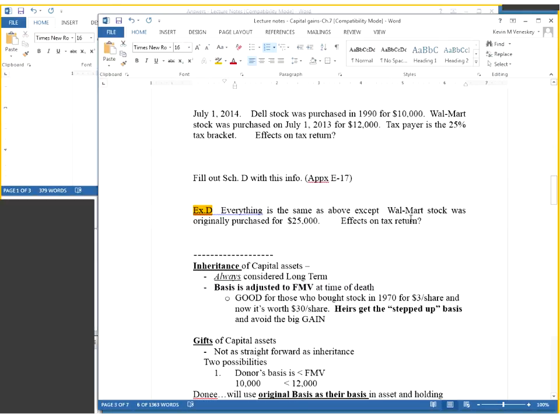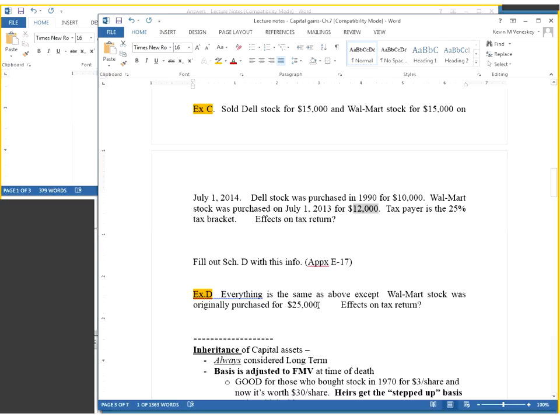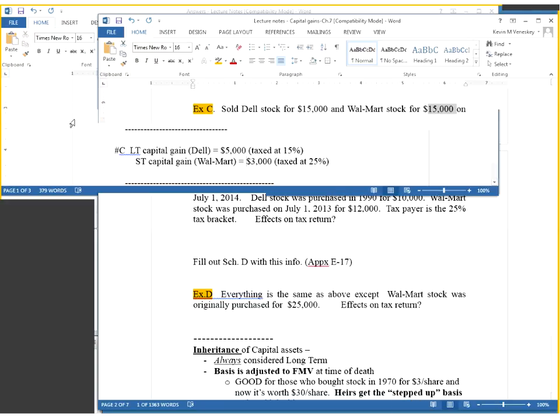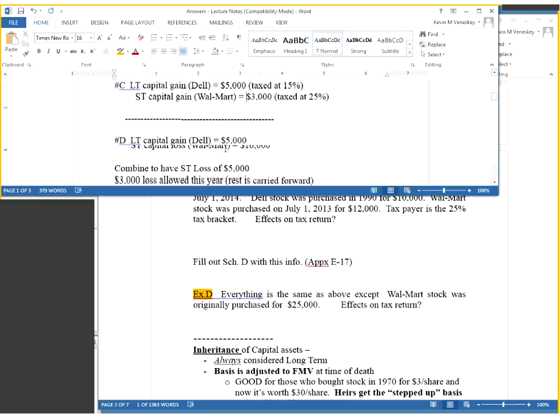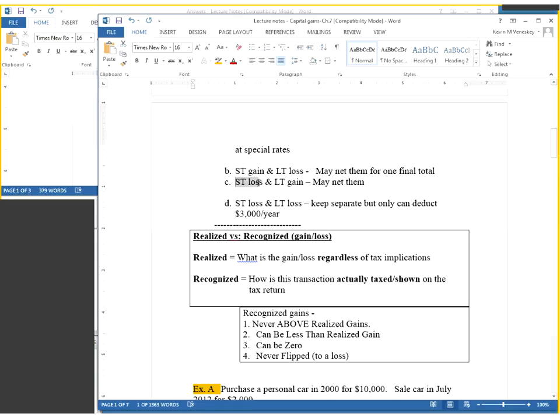Okay, so the exact same thing except Walmart. We purchased it not for $12,000, but for $25,000. So we bought it for $25,000, sold it for $15,000. So we will have a loss of $10,000. Go back up to my netting rules. We had a short-term loss on the Walmart stock and a long-term gain on the Dell. So we can net them.